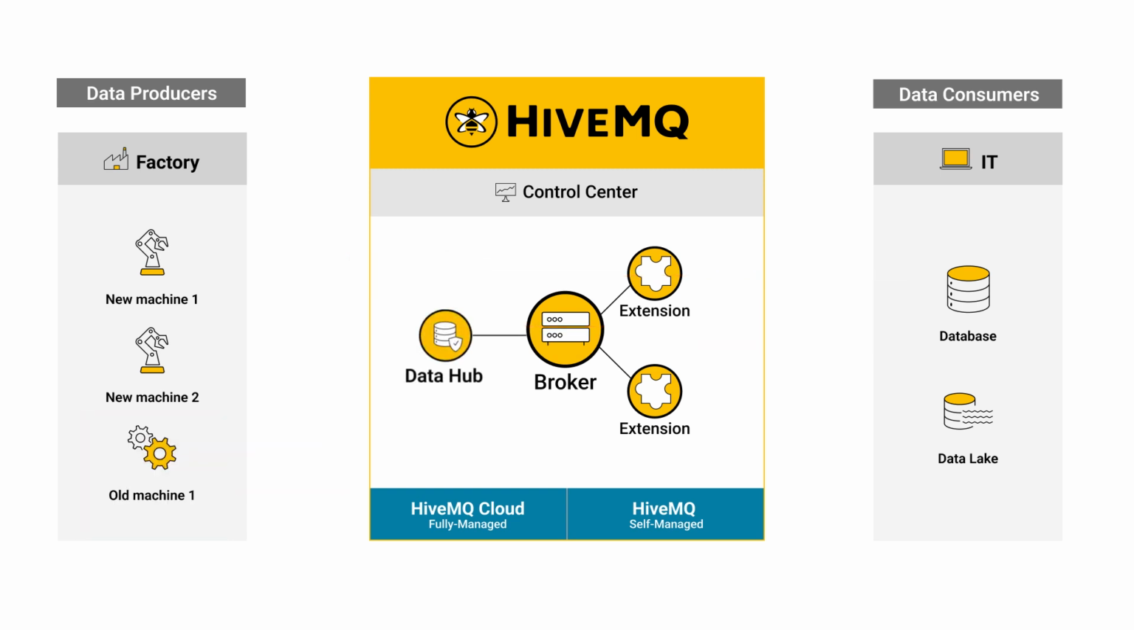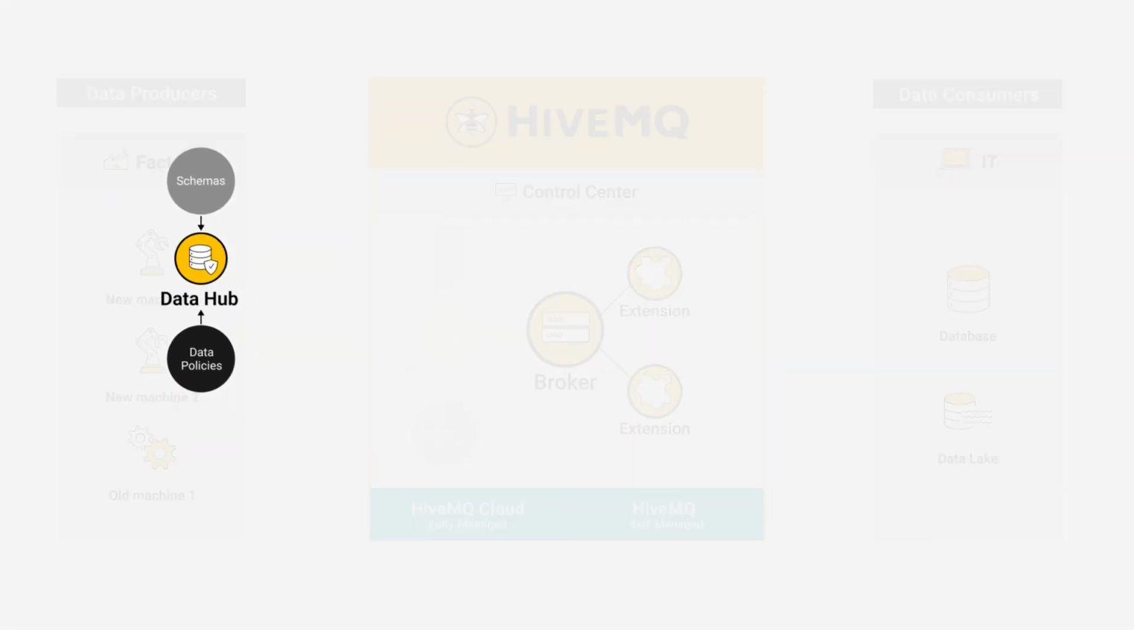Now HiveMQ Data Hub comes into play. Data Hub is located in between the publishing devices and the HiveMQ broker and comes with 2 important components: schemas and data policies. Let's look at schemas first.